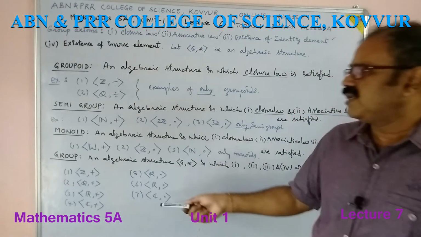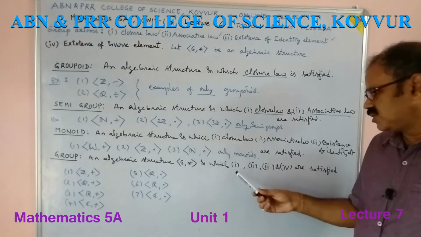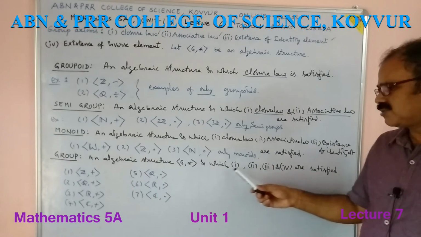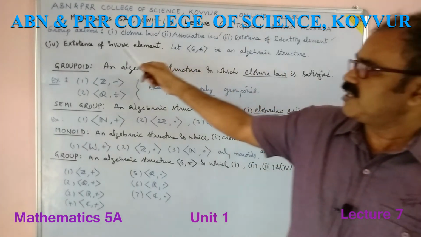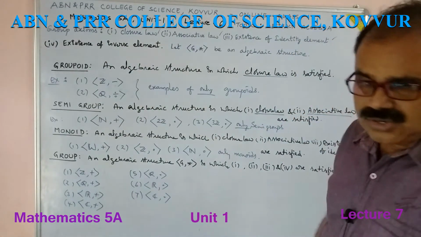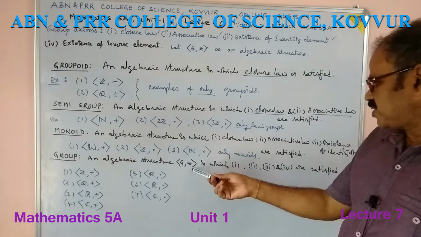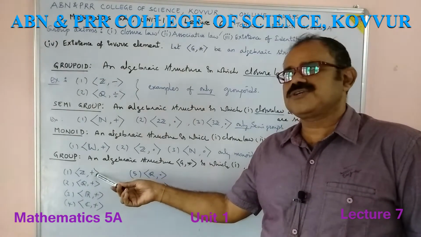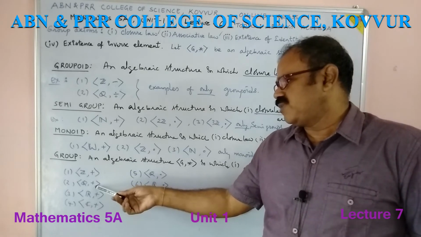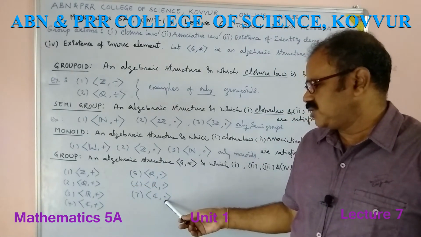So, finally, let us go for group, an algebraic structure G star in which 1, 2, 3, 4 hold. What are the 1, 2, 3, 4? Closure law, associative law, existence of identity element and existence of inverse. If all 4 group axioms are satisfied, then that algebraic structure is said to be a group. Clear? Z plus is a group, Q plus, R plus, C plus, Q dot, R dot, C dot.